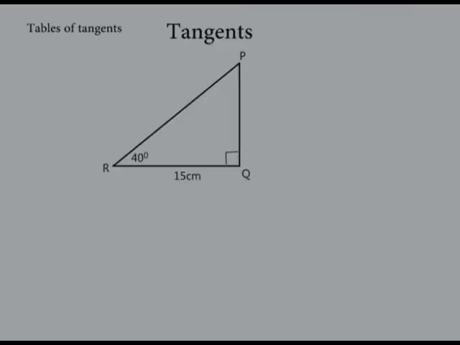And back to our triangle. When the angles are known, we use the tables of tangents to find the ratio of the sides. For example, find the length PQ. We have tan 40 degrees is equal to PQ over 15. And so PQ is equal to 15 times tan 40. From the tables, tan 40 is equal to 0.8391. And therefore PQ is equal to 15 times 0.8391, and that gives us 12.6 centimeters.